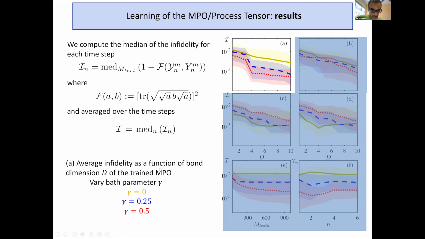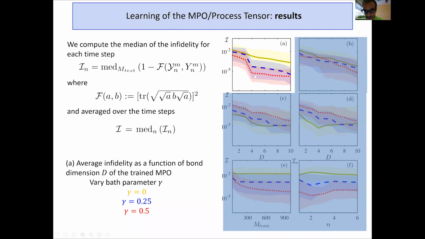As you increase the dissipation rate, like 0.25, 0.5, you notice that smaller bond dimension, even like bond dimension 4, can give you a very accurate representation of your states, because the infidelity is going to be low.